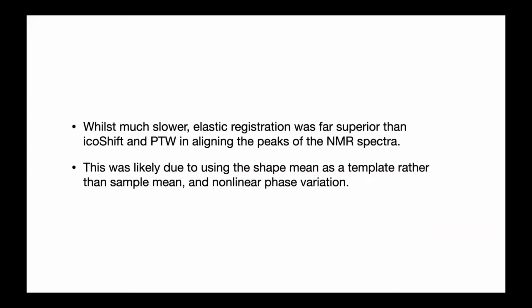Okay, so in summary, whilst elastic registration is a much slower method than IcoShift and PTW, it's far superior in terms of peak alignment, and that's likely due to using and constructing the shape mean as a template rather than the standard sample mean, because it's more compatible with our observations. It's also likely due to the fact that the phase variation is non-linear and not a constant or linear function of frequency. And so IcoShift and PTW weren't able to really encapsulate the true phase variation we saw in the data.